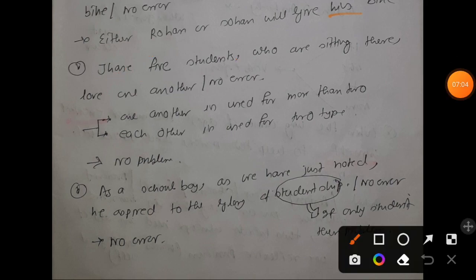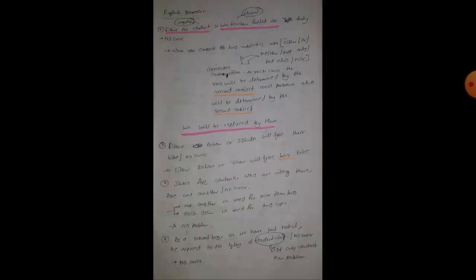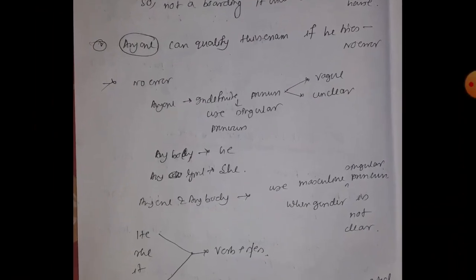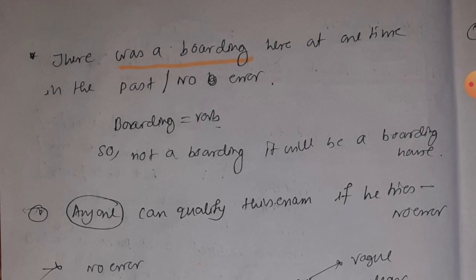Okay, and as a schoolboy, as we have just noted, he aspired to the glory of the studentship. So in this sentence, if in place of studentship there was only student, then the sentence would be wrong. So here studentship is absolutely correct. Another important thing I want to mention: whenever they give you a sentence and tell you to find the error, that does not mean there will always be an error in the sentence. You have to be very careful in finding it.